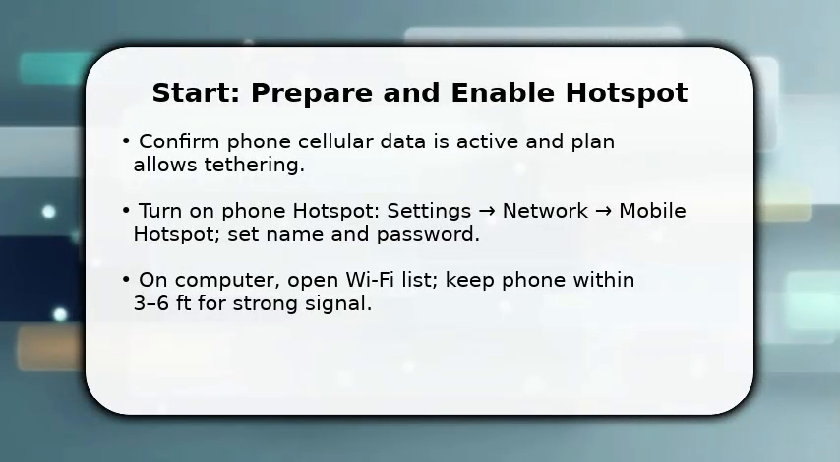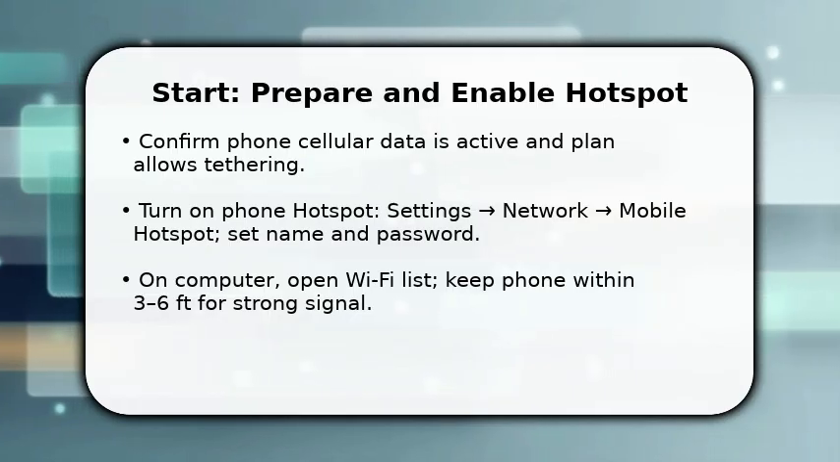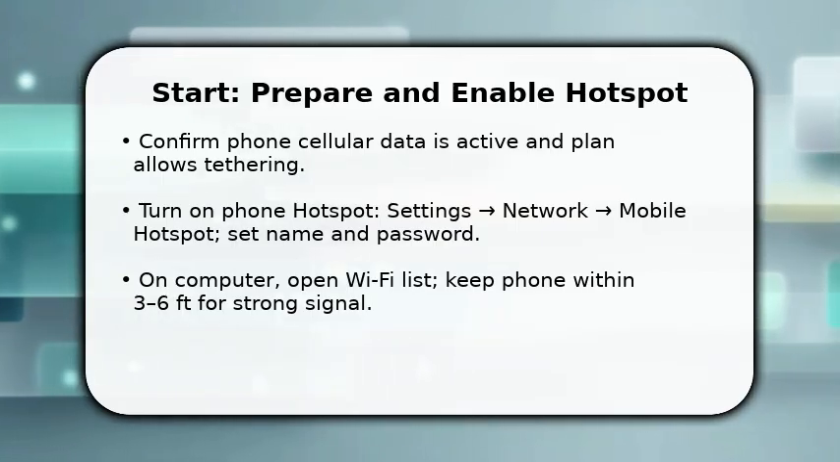You begin by confirming two essentials. Your phone has cellular data and tethering is permitted by your plan. Once confirmed, enable Mobile Hotspot on the phone and set an easier-to-type SSID and strong password. Make sure the computer's Wi-Fi adapter is on and scanning. Now you're ready to connect from the computer.